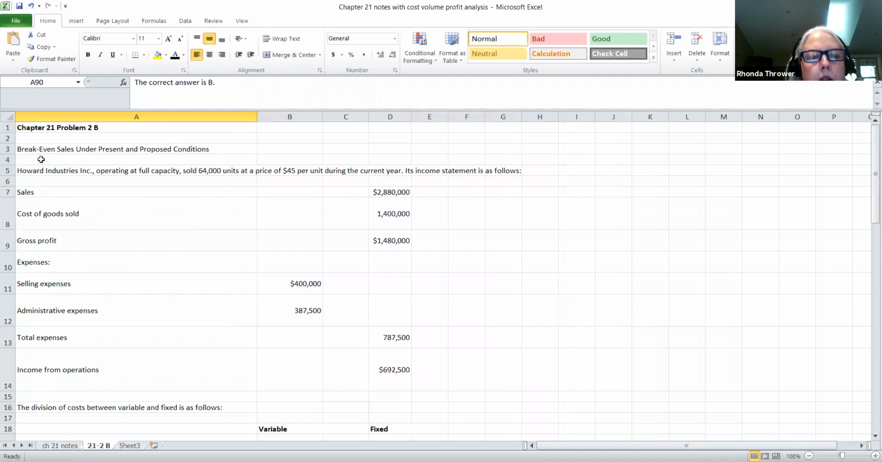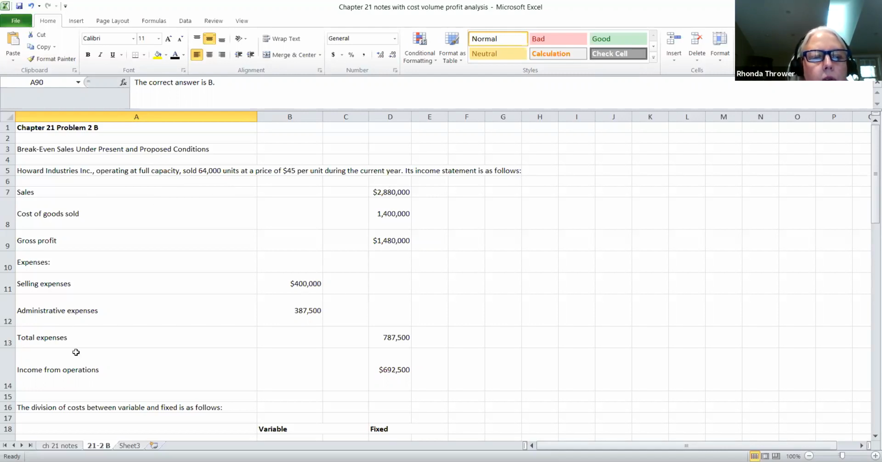What we're going to be doing is determining the break-even sales under present conditions and also proposed conditions for this company. We're going to be Howard Industries, and we are operating at full capacity, which means they're operating at the most capacity that they possibly could. And while they were operating at this full capacity, they sold 64,000 units at a selling price of $45 per unit. And that's what happened during the current year. And so its income statement was as follows.